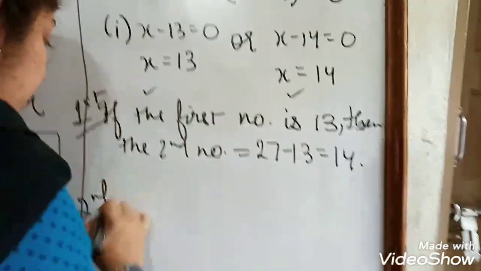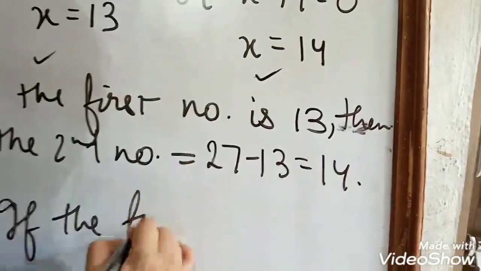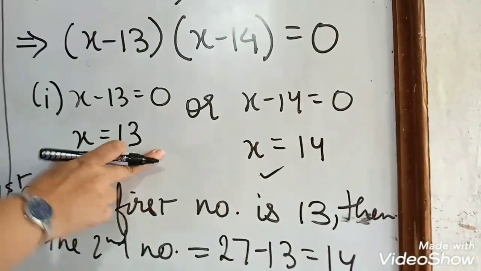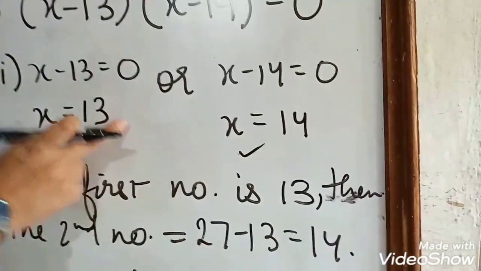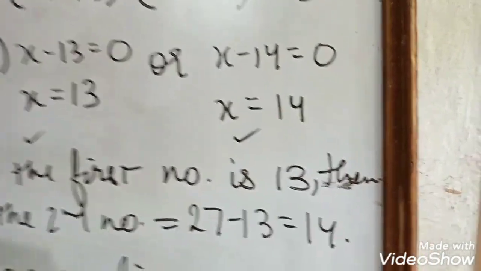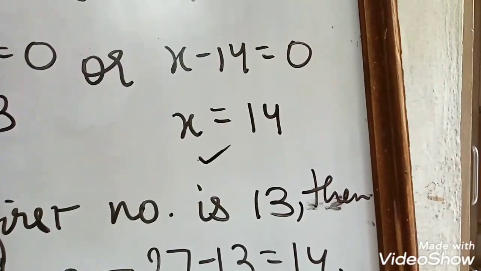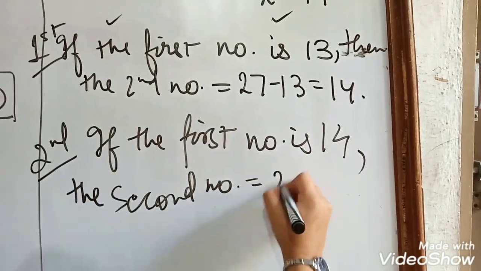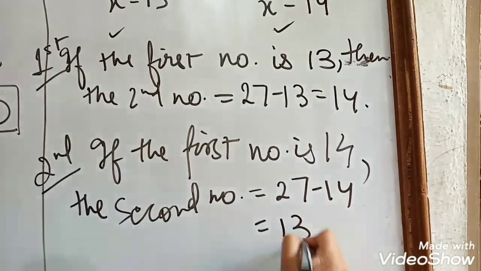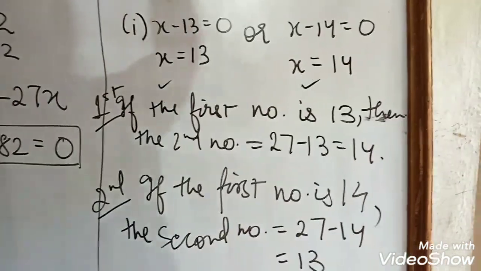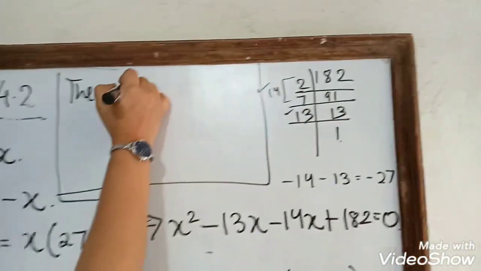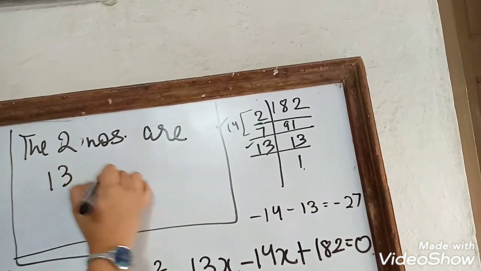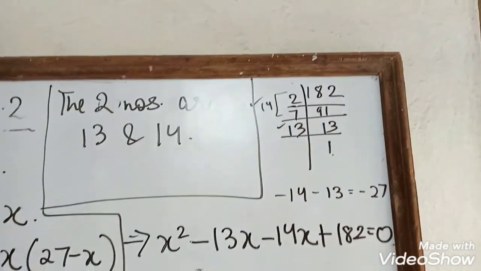The second case can be if the first number is 14, isn't it? There are two roots. Either x can be 13 or x can be 14. Any of the two roots can be taken as the first number. So if the first number is 14 over here, the second number will be what? The second number will be 27 minus 14, which will give you 13. So what are the two numbers? Over here we can write the two numbers are 13 and 14. This completes your question number 3.